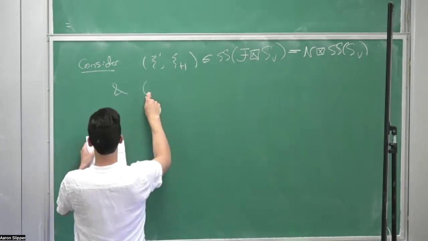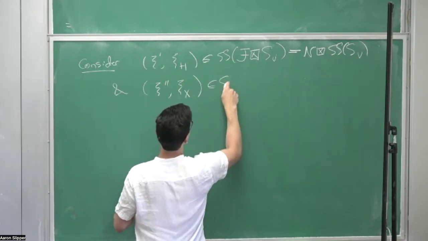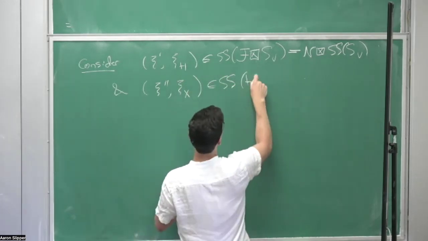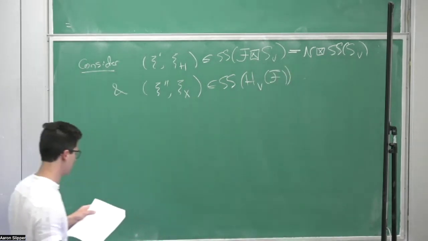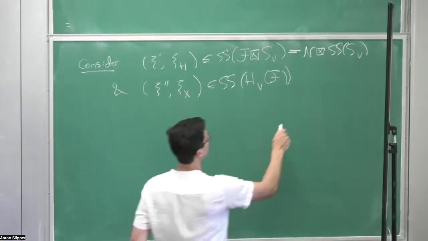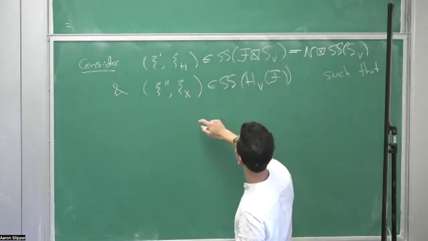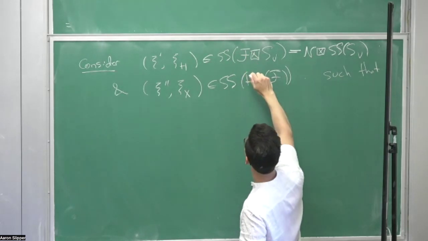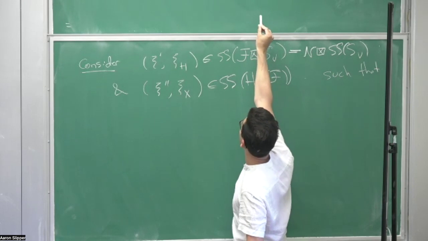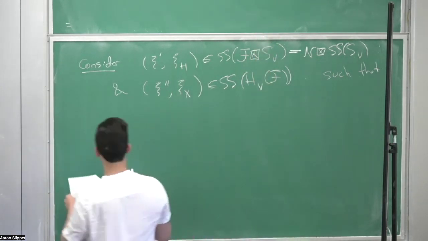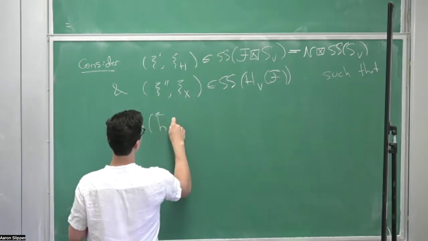And then consider another pair inside the singular support of the image of Hecke, such that it lives in the right-hand side. And what it means to live in the right-hand side is that the pullback of the two differentials agree.